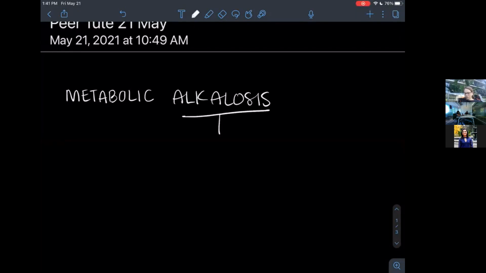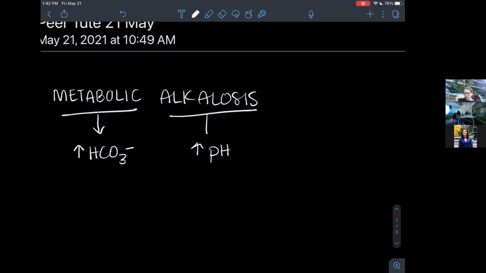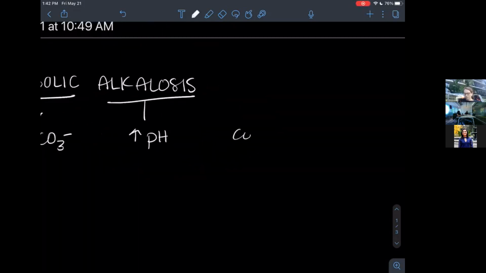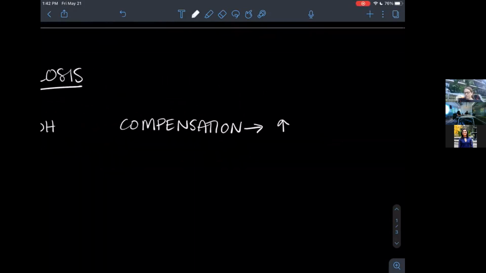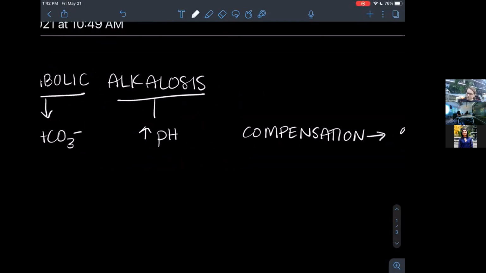Alkalosis means that there is an increase in your pH. Metabolic means that you are looking at an increase in your bicarb. What happens in compensation of this is that you will see an increase in your CO2 levels.